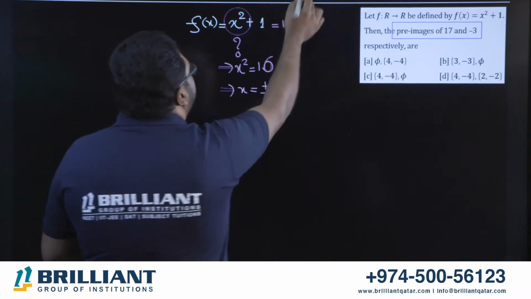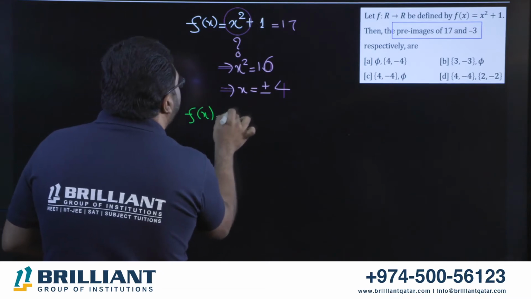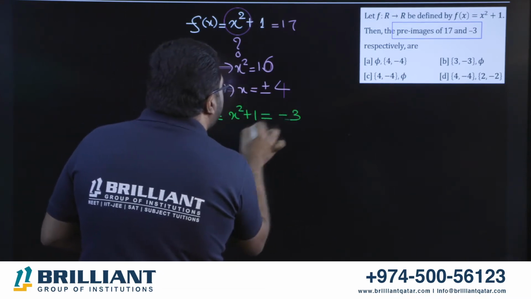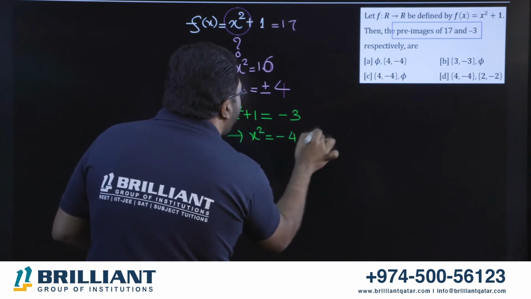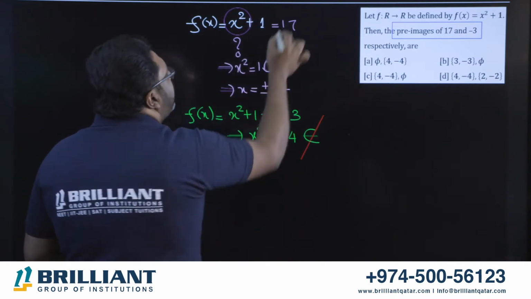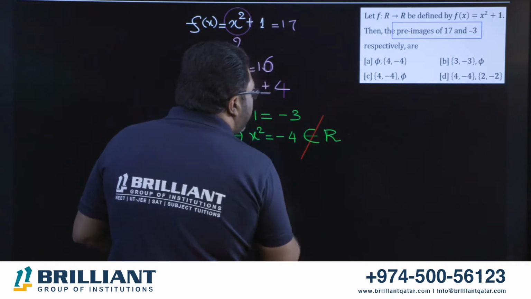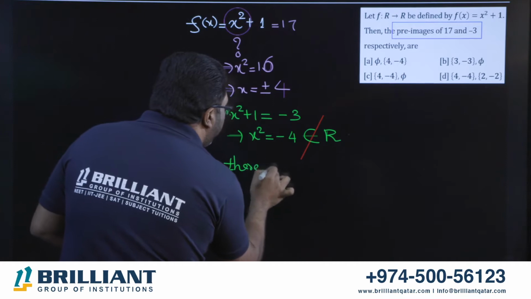Okay. Now let's take the next condition. The pre-image of x squared plus 1 if the value is minus 3. That implies x squared is equal to minus 4, which is not a real number, my dear students. That is, there is no pre-image.